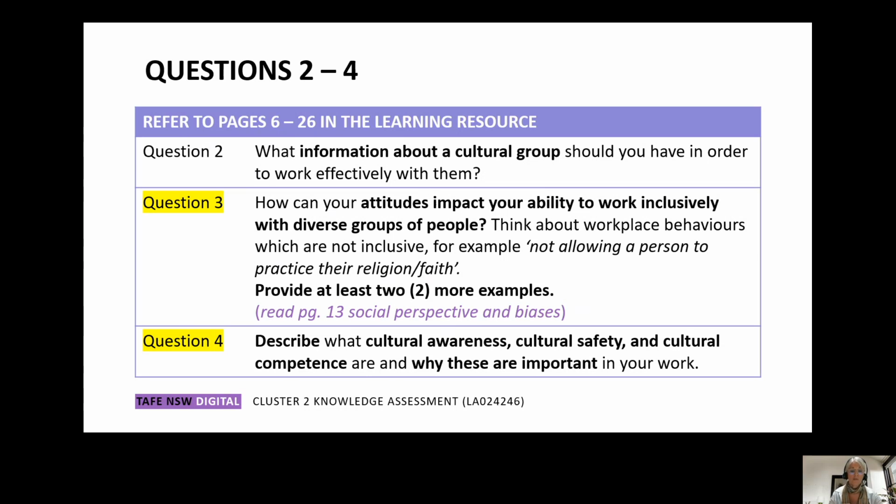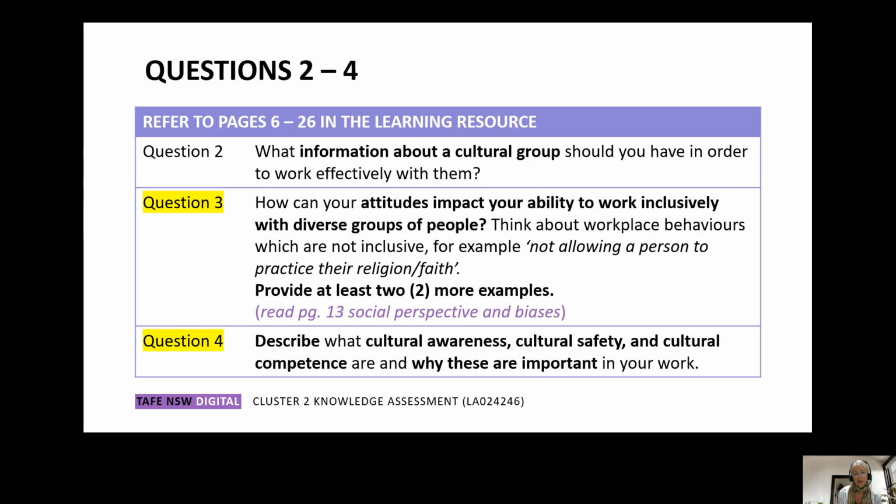considering how, if we have negative biases or we hold a social perspective about a particular group, what are the types of behaviours that aren't inclusive, and what transpires as a result of having biases. But read page 13, the case study, and you'll be able to answer those questions. And you'll see on that page one of these examples are listed there, not allowing a person to practice their religion or faith. So question 4.